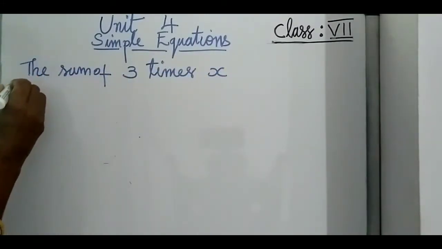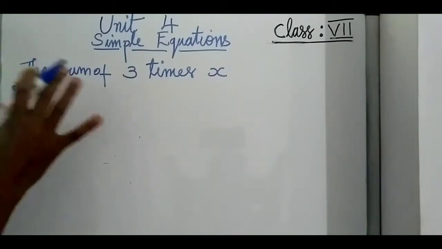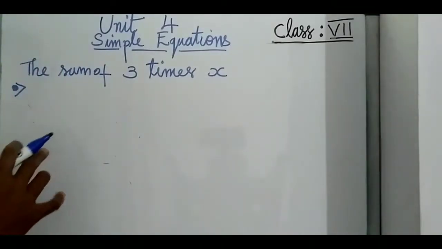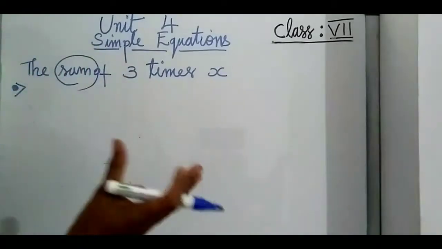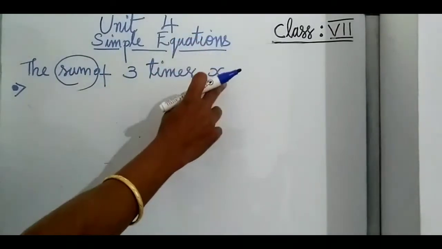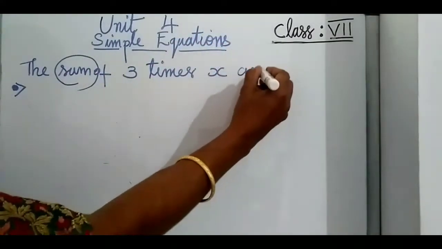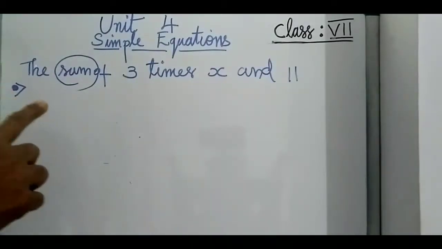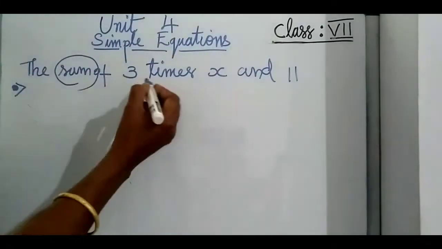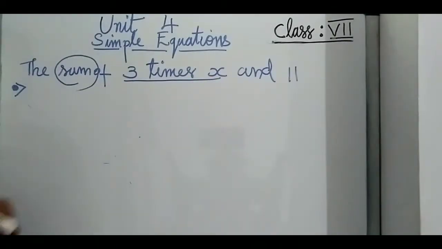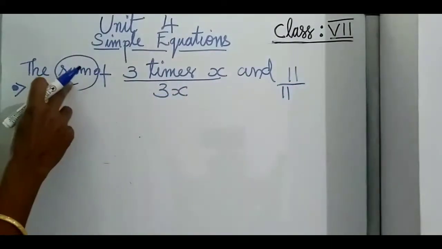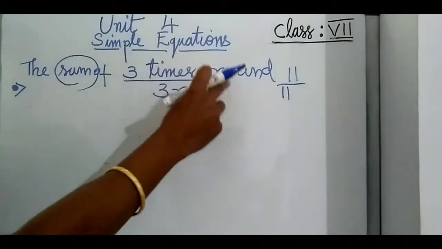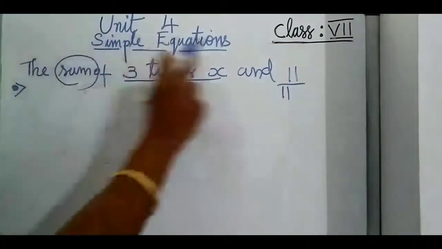How can we write this as an algebraic expression? We have already learned how to write this as an expression. Here, the sum. Whose sum is given? 3 times x and 11. 3 times x is 3x, and 11 itself. So the sum of 3 times x and 11. This is the statement form.